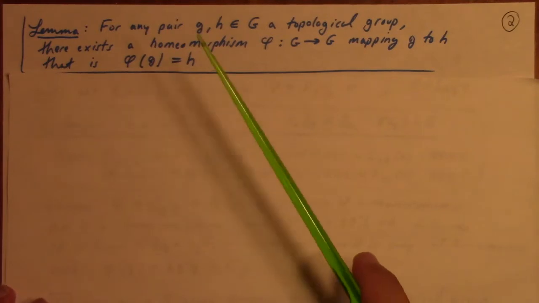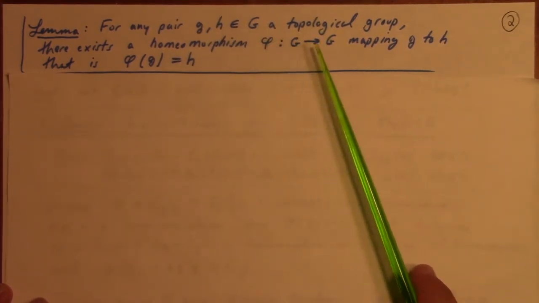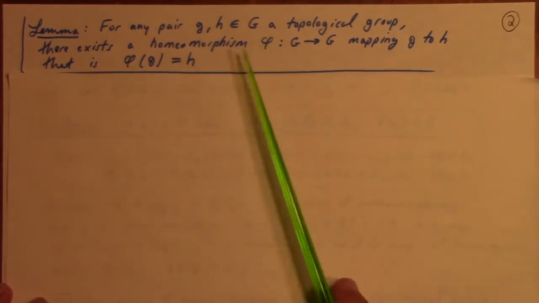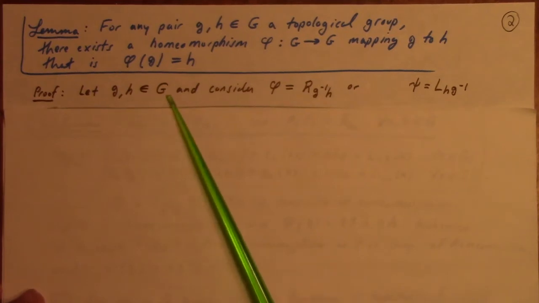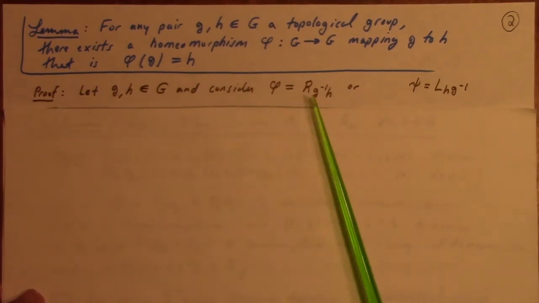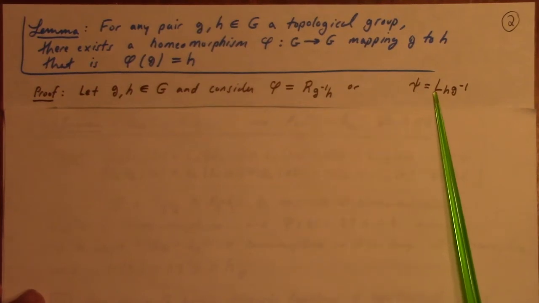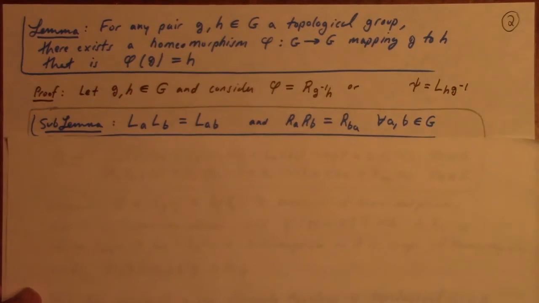So for any pair G, H in a topological group, there exists a homeomorphism which maps G to H. That is, phi of G equals H. So how do we construct this phi? We just let phi either be right multiplication by G inverse H, or you could use left multiplication by H G inverse. In either case, it's going to work out.